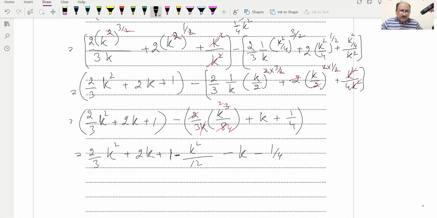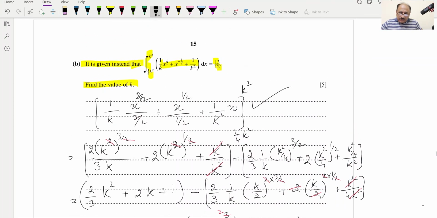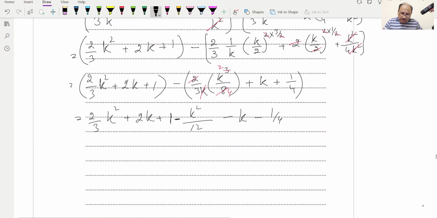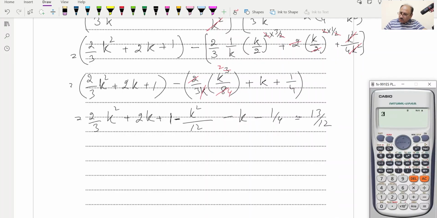And this is equal to, they have given us equal to 13 by 12, so we can equate it to 13 over 12, and further we can simplify. If we simplify this and this, it will be 7 over 12. So we can check with the calculator also: 2 over 3 minus 1 over 12, and this will be equal to 7 over 12.